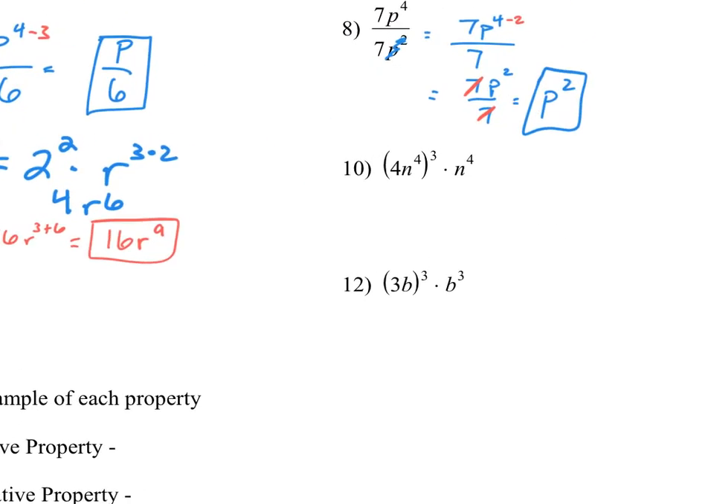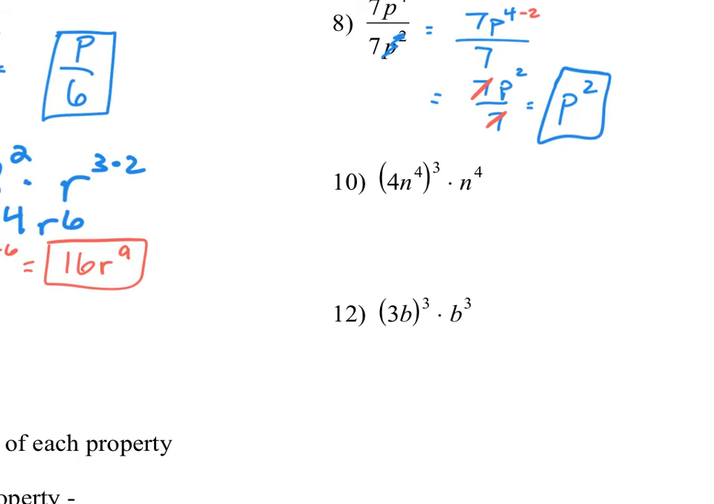All right, a few more of these. Still looking at number 10 right here. Number 10 is very similar. Before you get to this, you want to go ahead and do the power to a power. But you've got to remember that the 3 is going to go to the 4 and to the n to the 4th. So that means you have 4 to the 3rd times n to the 4 times 3.